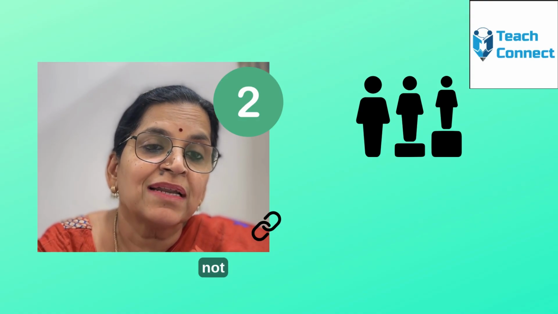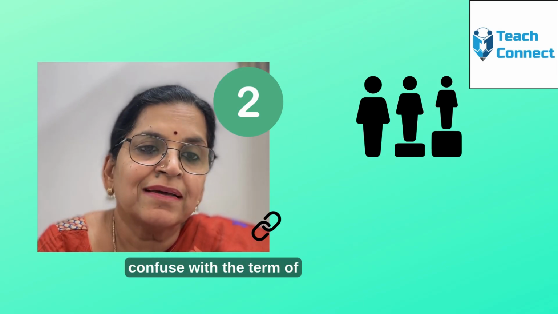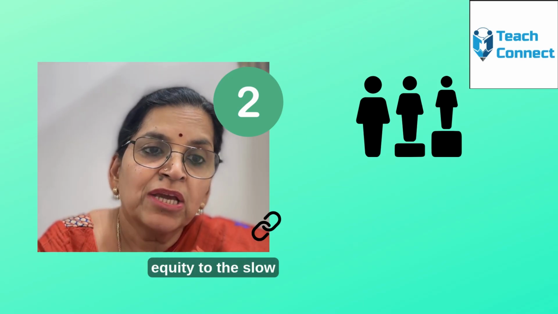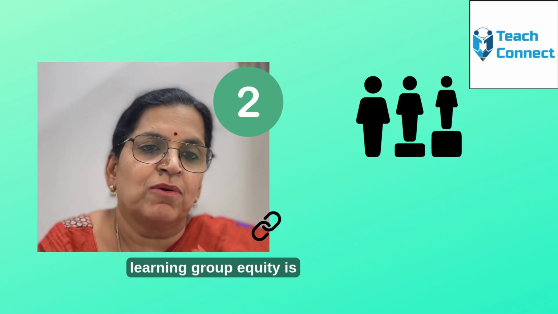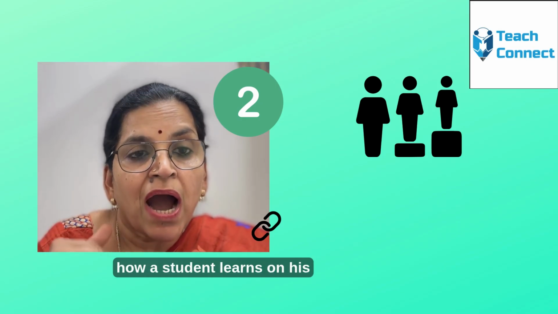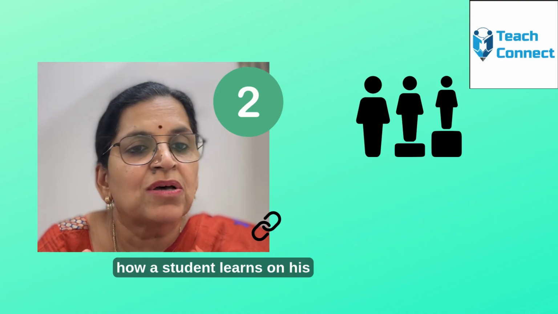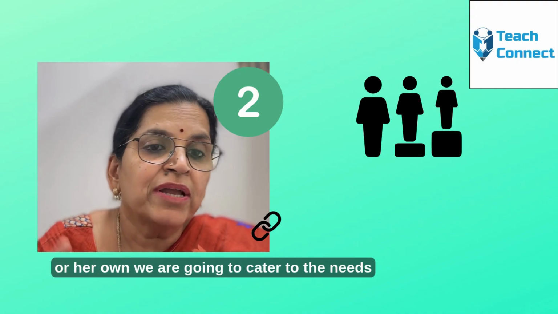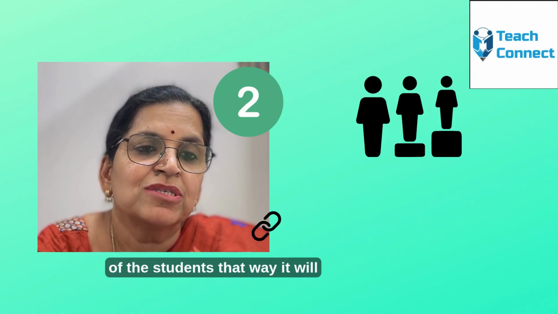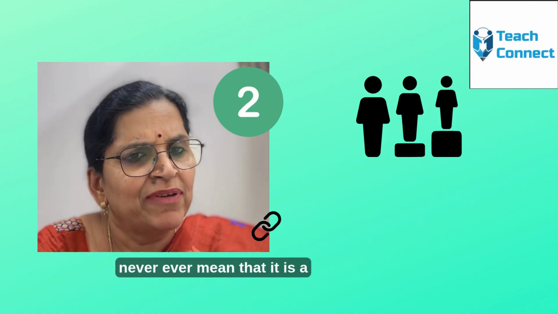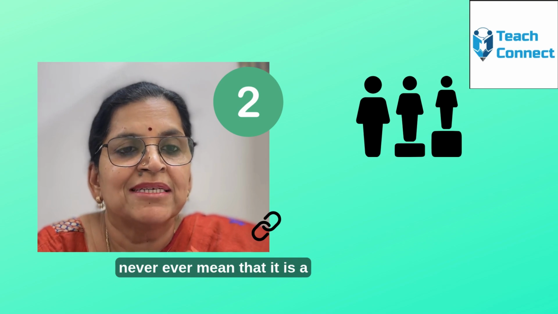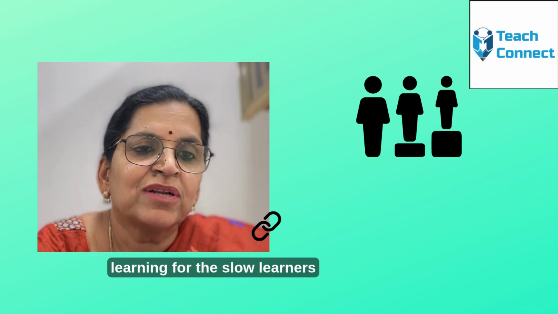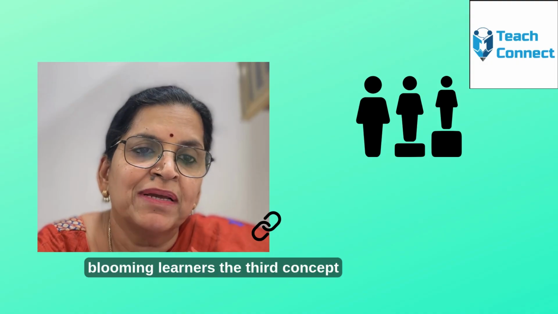Let us not confuse the term equity with the slow learning group. Equity is how a student learns on his or her own. We are going to cater to the needs of the students that way. It will never ever mean that it is learning for the slow learners or blooming learners.